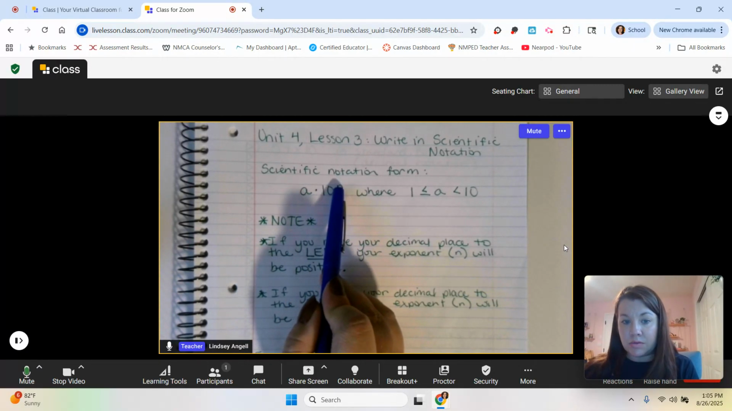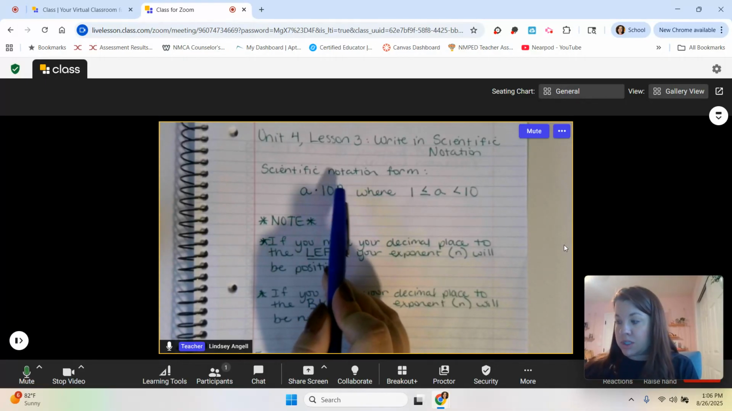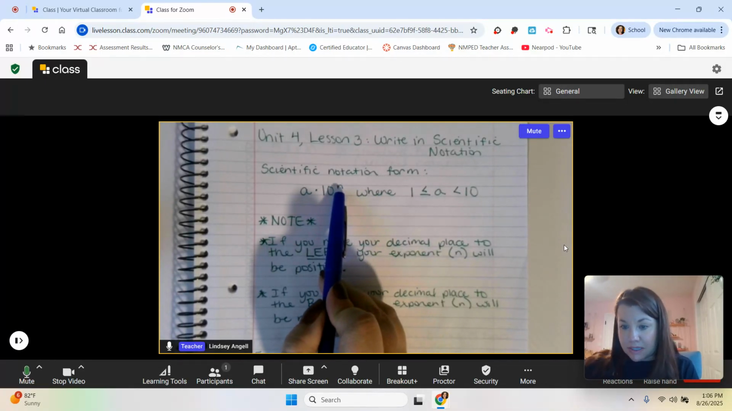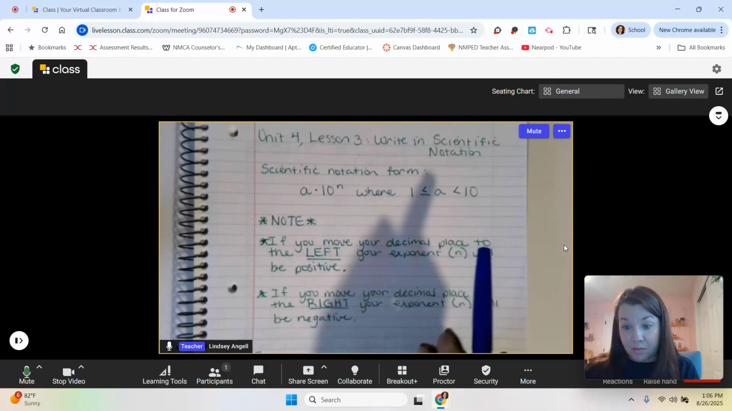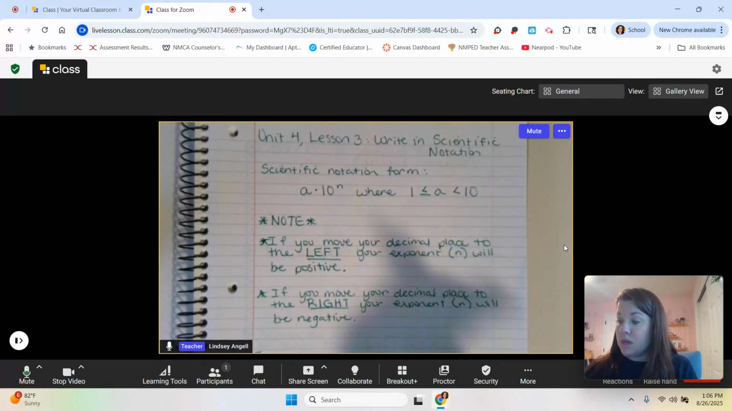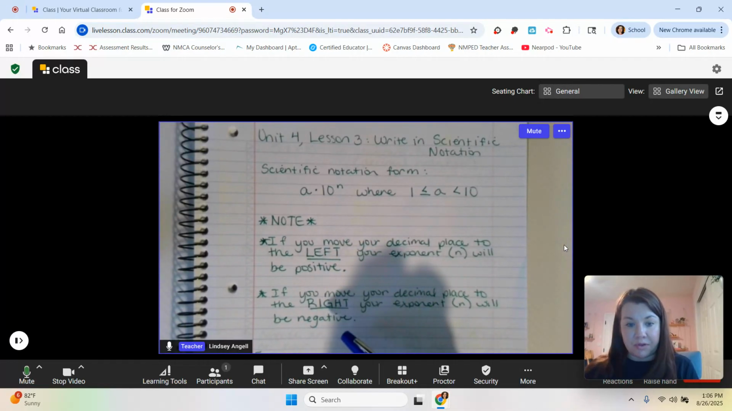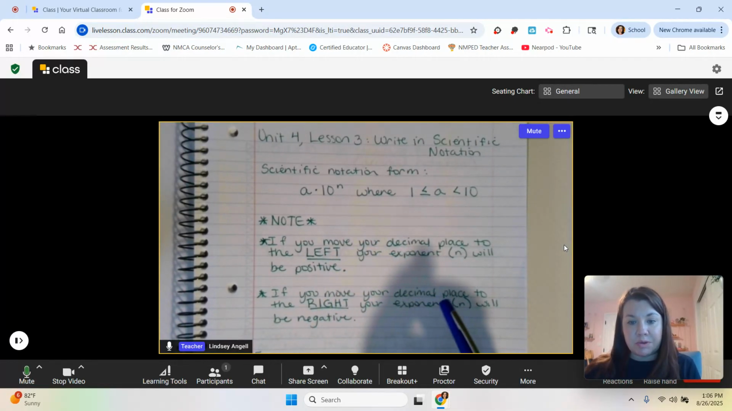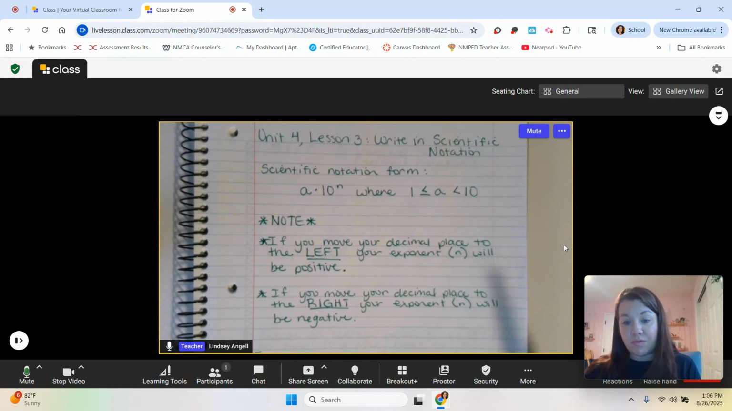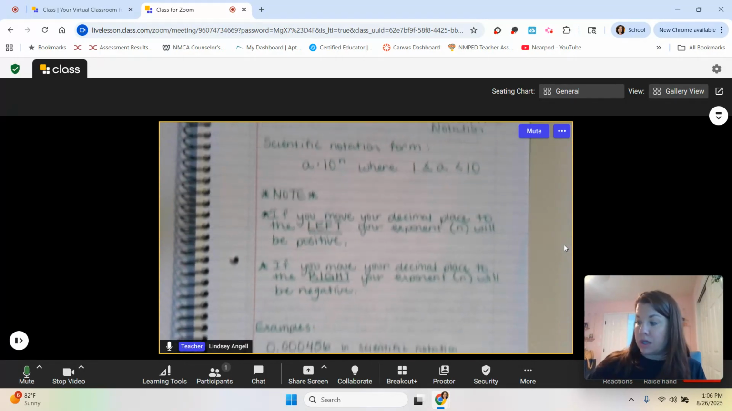And then 10 to the nth power is signified mostly by the place value and how far you move your decimal, all right? So this right here is going to be extremely helpful for us today. If you move your decimal place to the left, your exponent, in this case n, will be positive. If you move your decimal place to the right, your exponent will be negative. Okay, so going to the right signifies smaller and smaller numbers. Going to the left represents bigger and bigger numbers. All right, so let's go ahead and get into it.